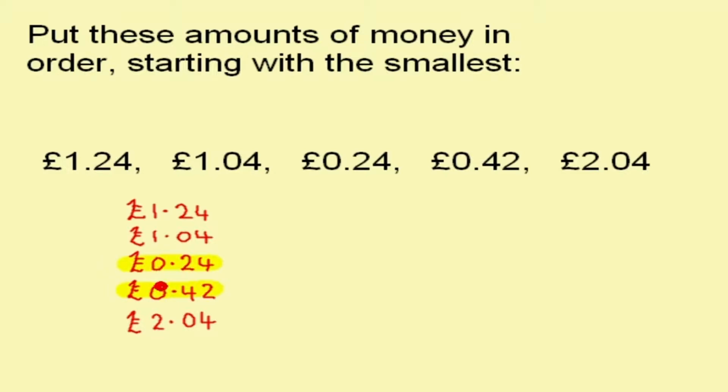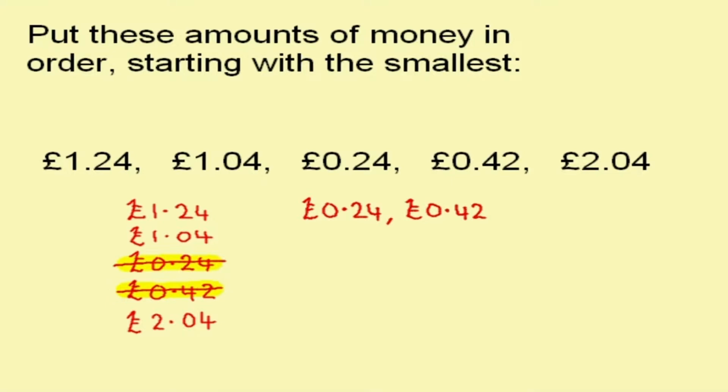Because these both had no pounds, I know that one of these two will definitely be the smallest. If I look at the 10 pences now, here I've got 20 pence and here I've got 40 pence. So this one must be smaller than this one. So this is the first number in the list. And then this one.